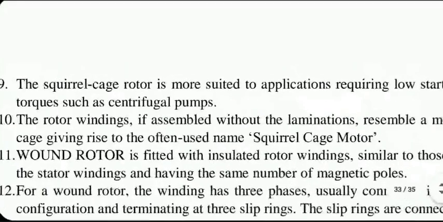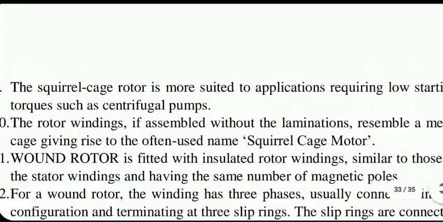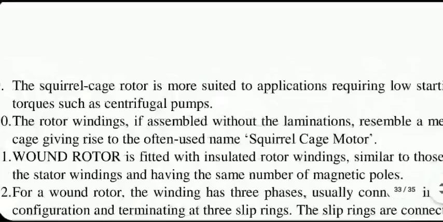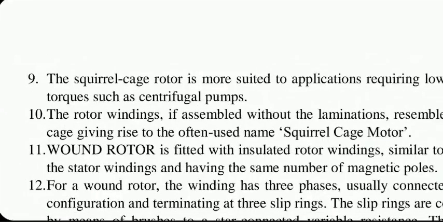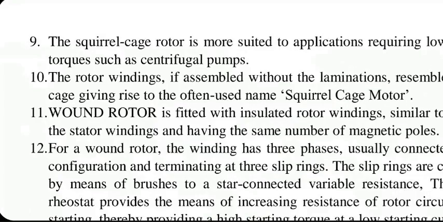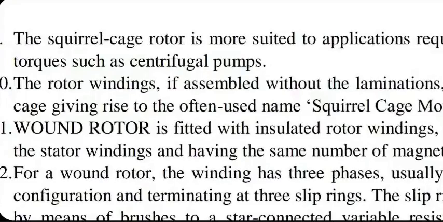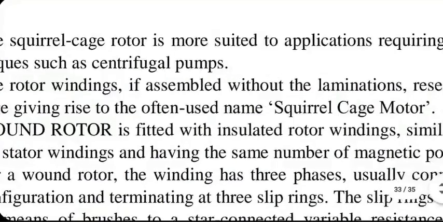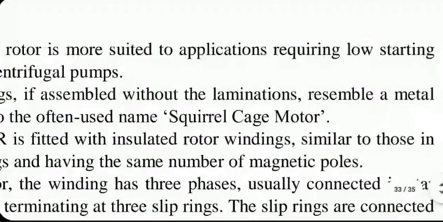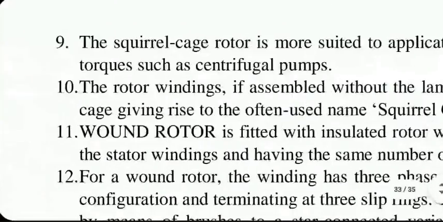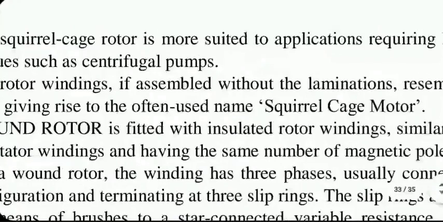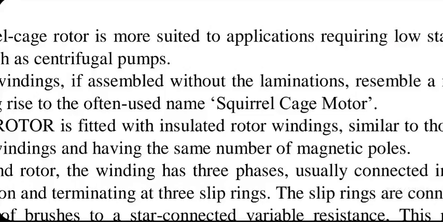The squirrel cage rotor is more suited to applications requiring low starting torques, such as centrifugal pumps or our home fans. The rotor winding, if assembled without the laminations, resembles a metal cage, giving rise to the often used name squirrel cage motor.